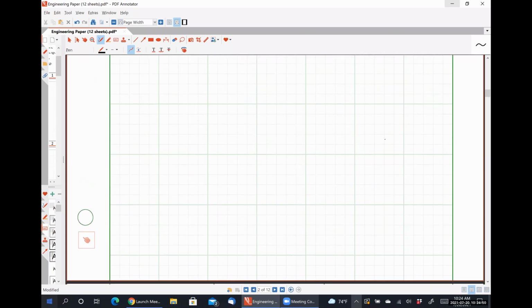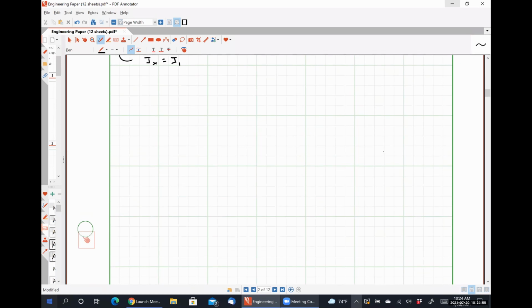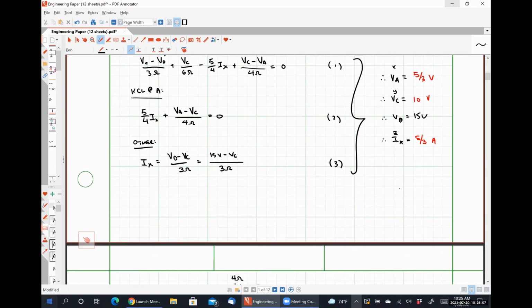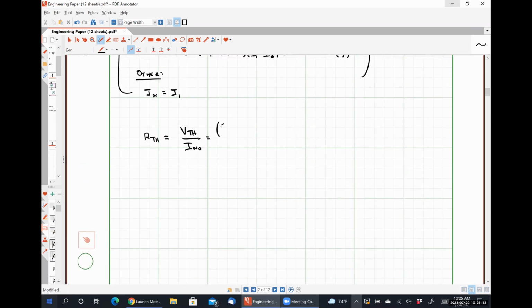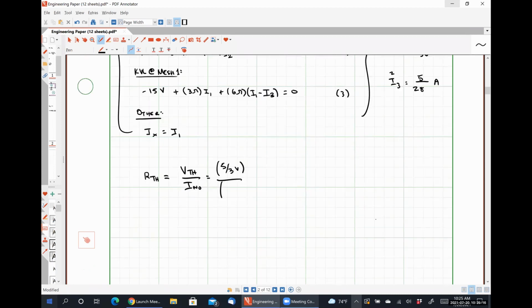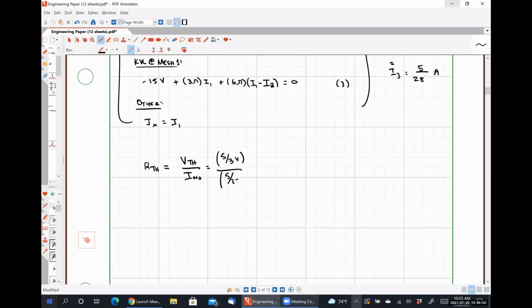My Thevenin resistance, I can do it in a couple of different ways. So I'll give you one way right now. My Thevenin resistance will be, by definition, my Thevenin voltage divided by my Norton current. So my Thevenin voltage is 5/3. My Norton current is 5/28 of an amp. And so I think that's going to give me 28/3 ohms, but I'll double check here. 28/3 of an ohm. So that is one way to solve for the Thevenin resistance.